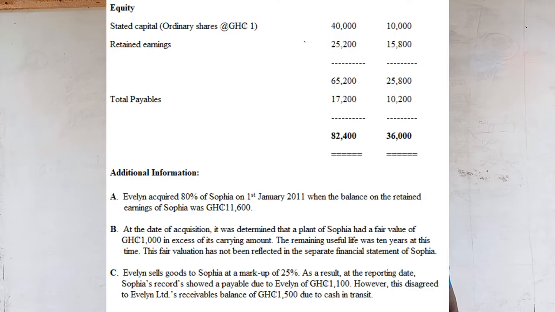So that is for the second additional information. Let us read the third one. Evelyn sells goods to Sophia at a markup of 25%. As a result, at the reporting date, Sophia's records showed a payable due to Evelyn of 1,100 Ghana cedis. However, this disagreed to Evelyn's Limited's receivable balance of 1,500 Ghana cedis due to cash in transit.